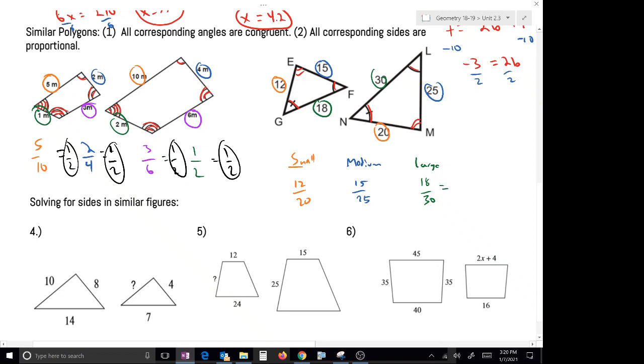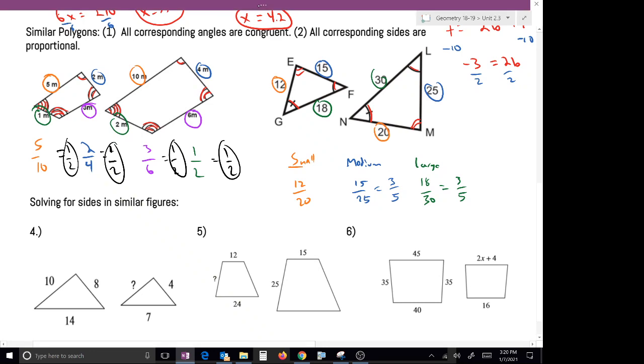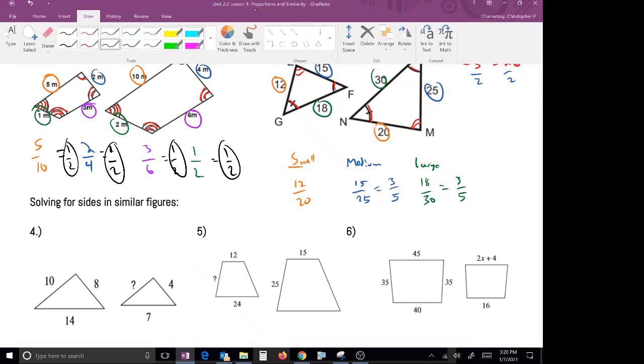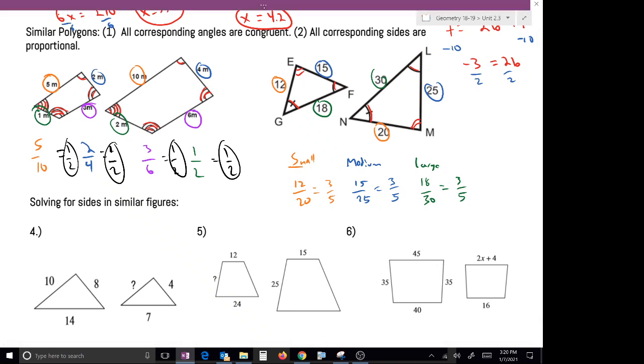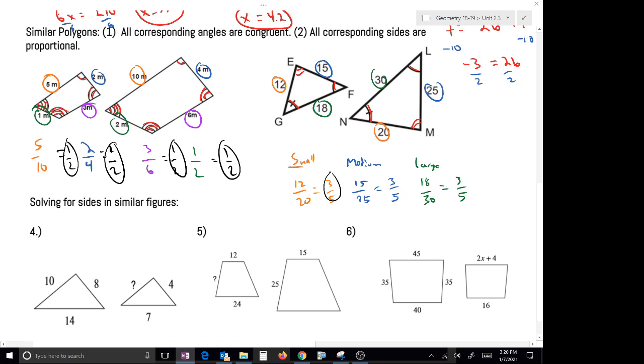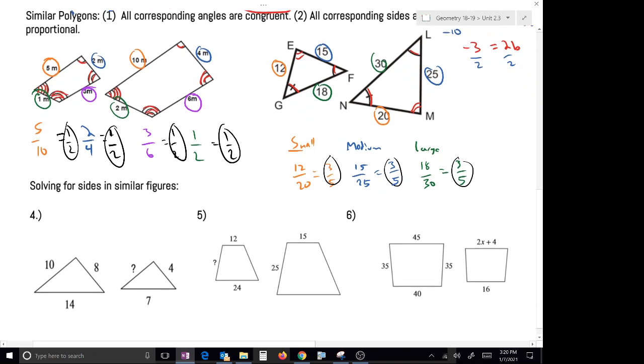So 6 goes into 18 and 30, so it goes into 18 3 times and 30 5 times. 5 goes into 15 3 times, and it goes into 25 5 times, so that reduces to 3/5. And the small sides, if we divide by 4, we also get 3/5. So these are all proportional, and therefore we can state that those are similar triangles.